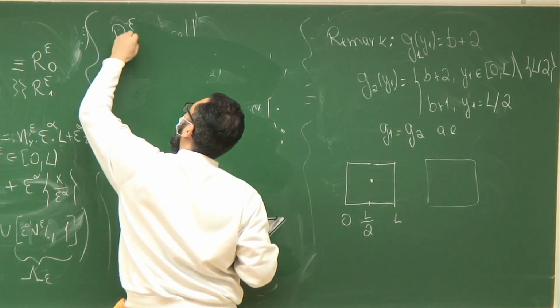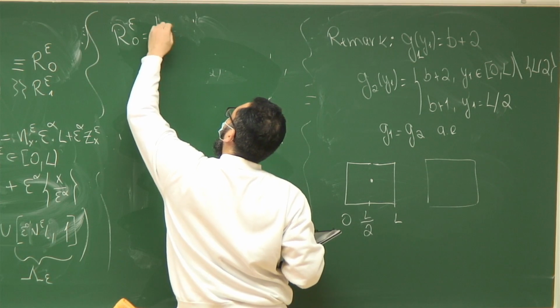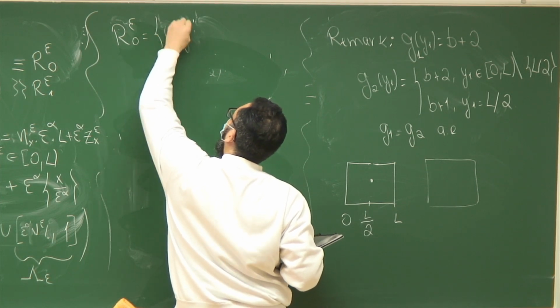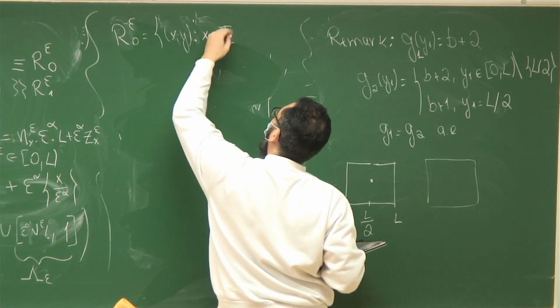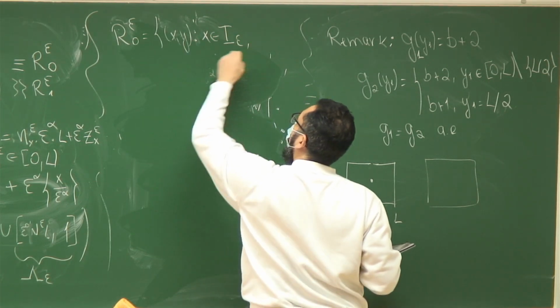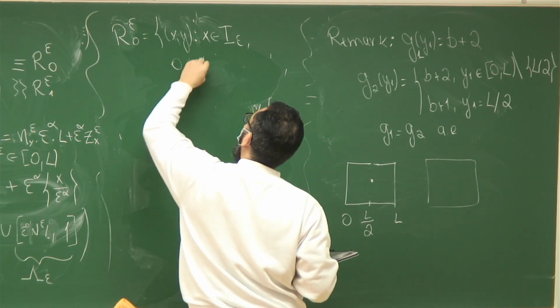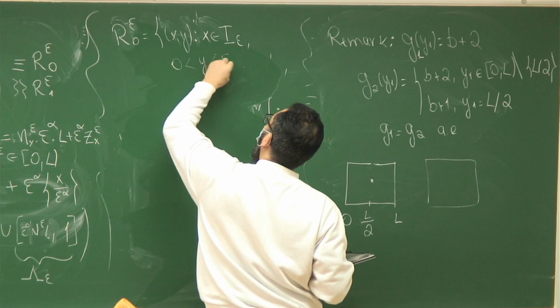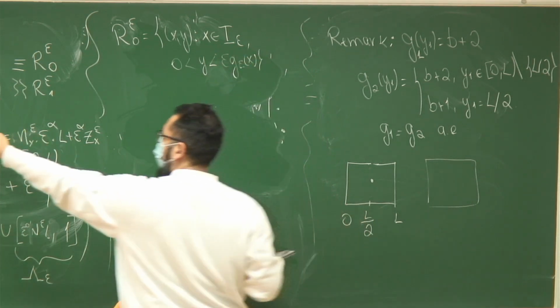we have that our epsilon 0 will be dxy such that x is in I epsilon and 0. Okay, so it will be this left part.